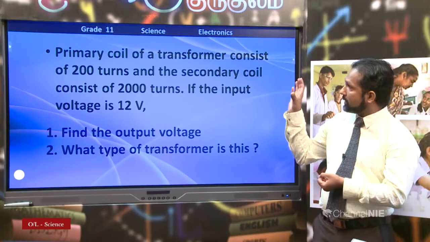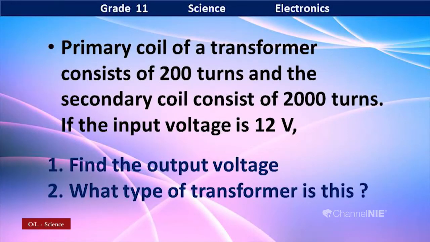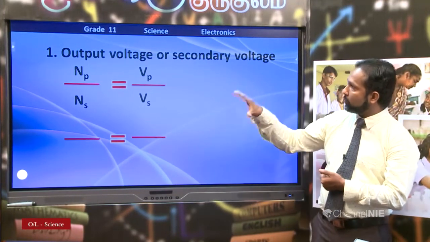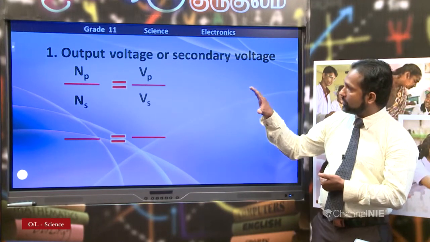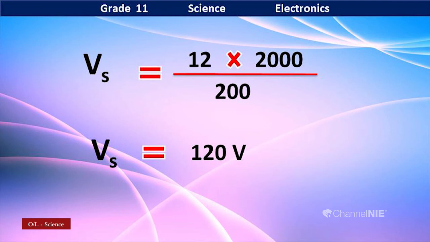Primary coil of a transformer consists of 200 turns and the secondary coil consists of 2000 turns. If the input voltage is 12 volts, first question, find the output voltage. Second one, what type of transformer is this? We can use the equation. Output voltage or secondary voltage can be found using this equation. Here, 200 number of turns primary, 2000 number of turns secondary, voltage primary 12 volts. We want to find the output voltage, secondary voltage. We can obtain the answer by making the secondary voltage the subject. VS equals 12 into 2000 divided by 200. Output voltage will be 120 volts.